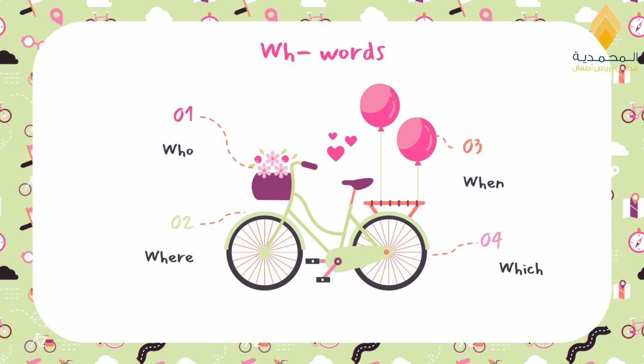Now, to remember the WH words: 1, who, we use it to ask about a person. 2, where, we use it to ask about place. 3, when, to ask about time. 4, which, to ask about things.